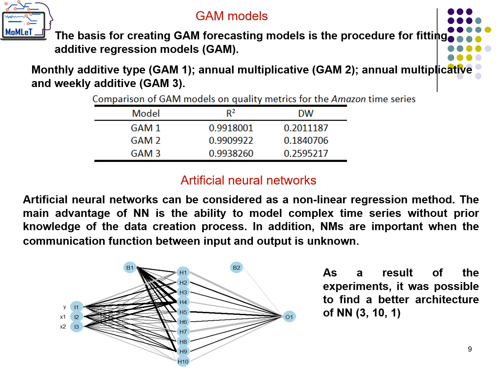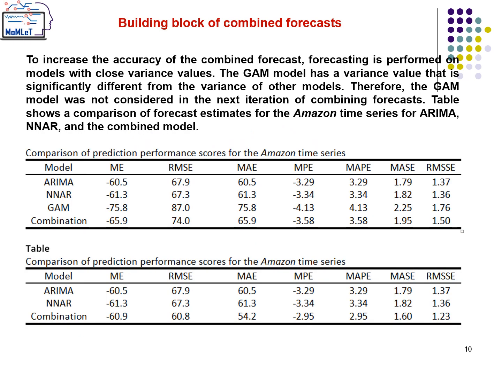Artificial neural networks can be considered as a non-linear regression method. The main advantage is the ability to model complex time series without prior knowledge of the data creation process. In addition, neural networks are important when the communication function between input and output is unknown. As a result of the experiment, it was possible to find the best neural network architecture, 3.10.1. The next slide presents the result of the building block of component forecasts.